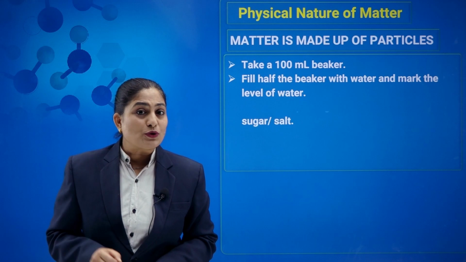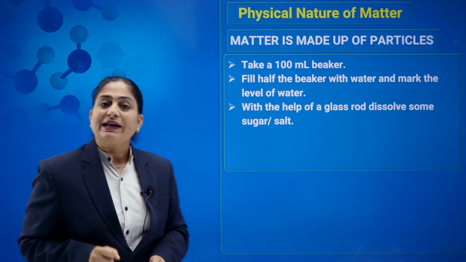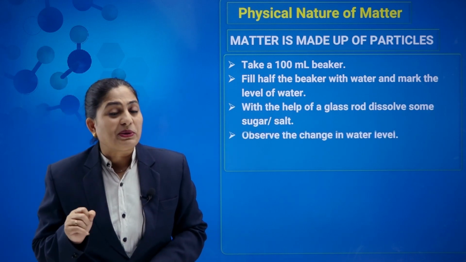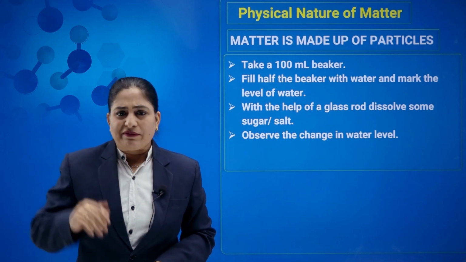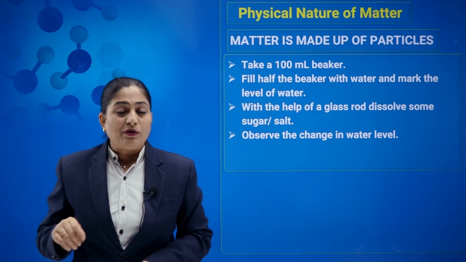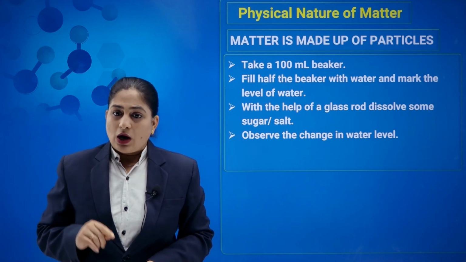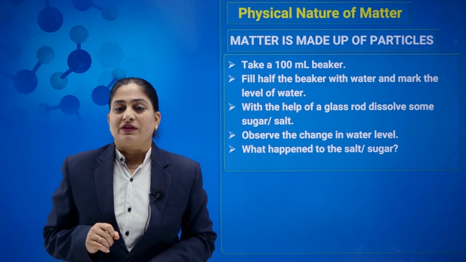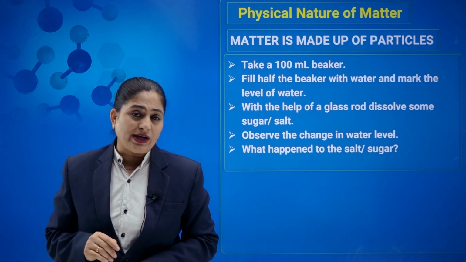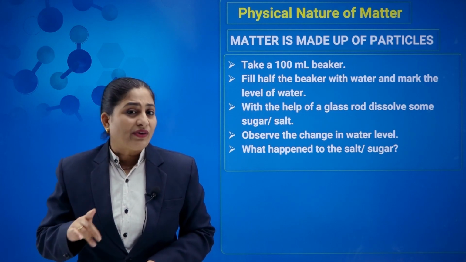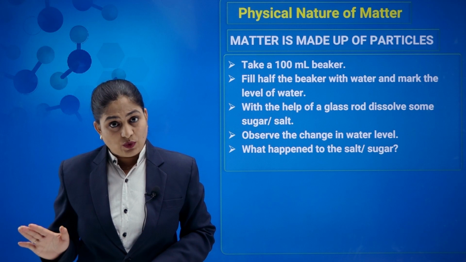So what are you supposed to take? You are supposed to take a 100 ml beaker, fill half the beaker with water and mark the level of water. Now with the help of a glass rod, add some sugar or salt into it. Observe the change in water level. Do you find some change in water level? Do this activity and try to find out if there is any change in water level.